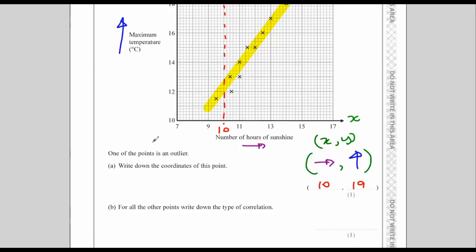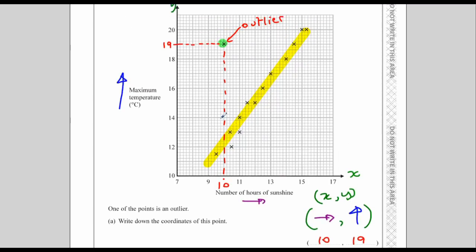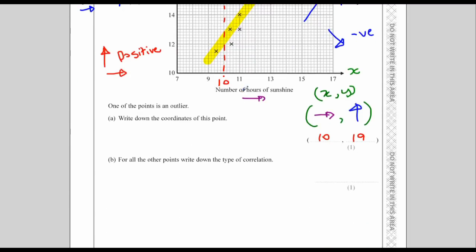Part B, for all the other points, write down a type of correlation. So these guys that we've highlighted in yellow, what is their correlation? Now we're going to the right and up, and this type of correlation is called positive, because they're both going up together. Okay, if one was going down and the other one up, then that would be negative. So remember, if your arrow is going this way, positive. If it's going this way, negative. So it's positive correlation.